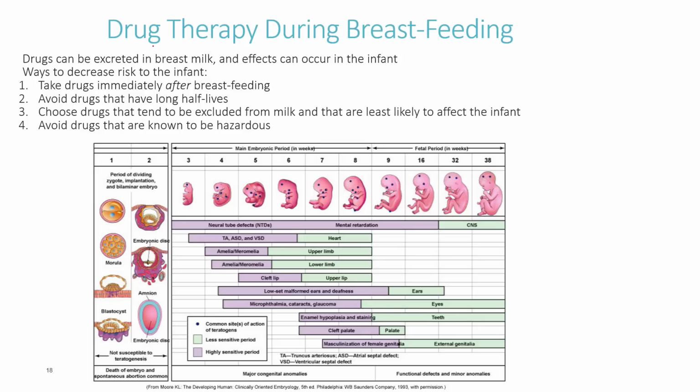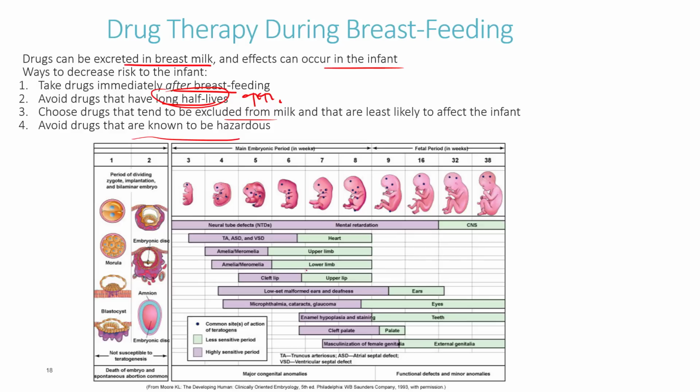During breastfeeding, drugs can be excreted in breast milk, and so it can actually get into the infant. So ways to decrease risk to the infant include taking drugs immediately after breastfeeding, avoiding drugs that have a long half-life, and again, very important to avoid this because if it has a long half-life, the chances of it actually getting into the breast milk increases. Choose drugs that tend to be excluded from milk. So again, if you reduce the amount of drugs that tend to be transferred over to the breast milk, then it reduces the ability for it to actually get into and affect the infant, right? And avoid drugs that are known to be hazardous.